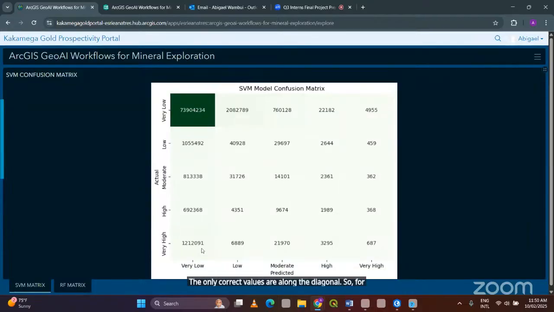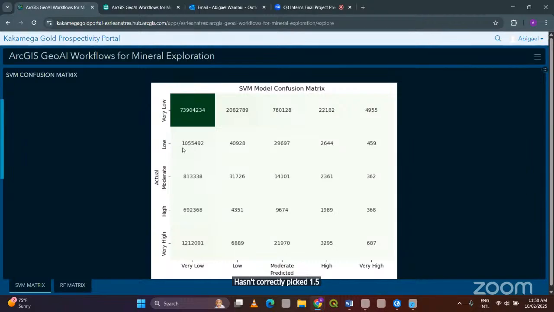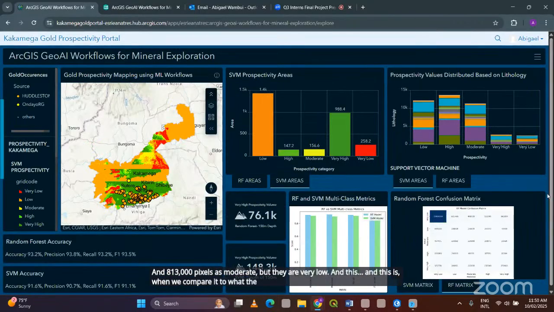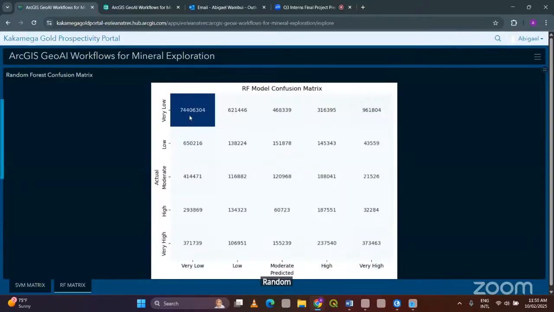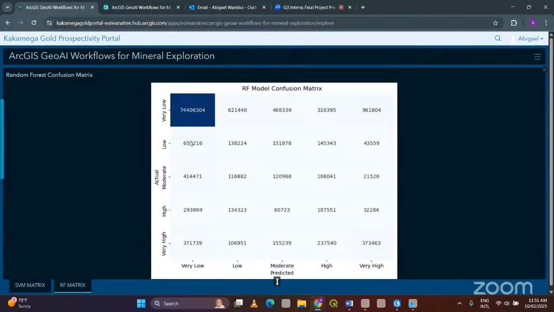So for example, here we can see that the support vector machine has incorrectly picked 1.5 million pixels as low while they are very low, and 813,000 pixels as moderate while they are very low. And this is when we compare it to what the random forest has done. Random Forest has picked 7 million pixels as very low correctly, and you can see that the numbers that have been predicted incorrectly are not as many as they are in the support vector machine.